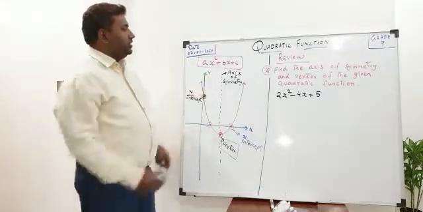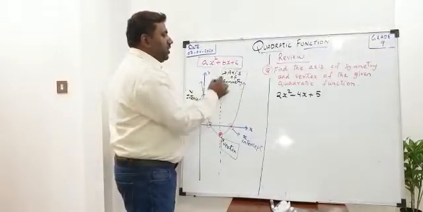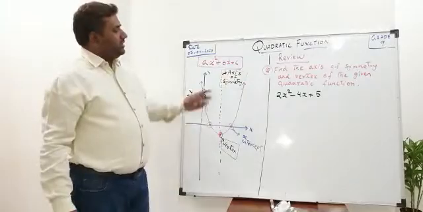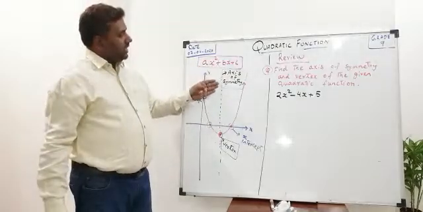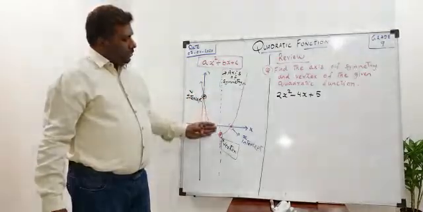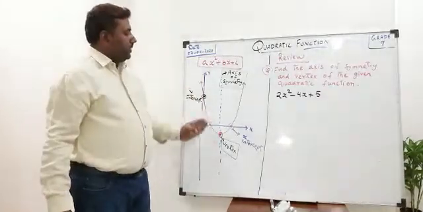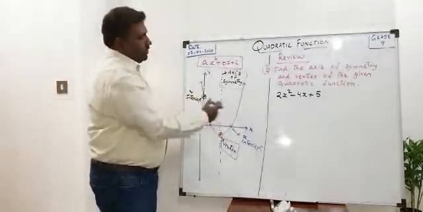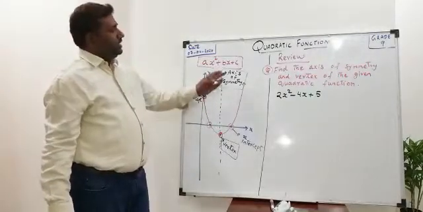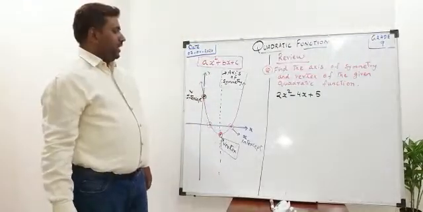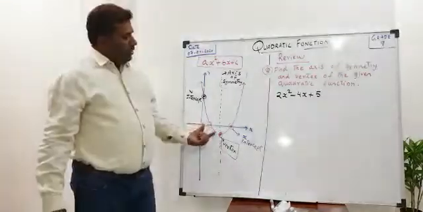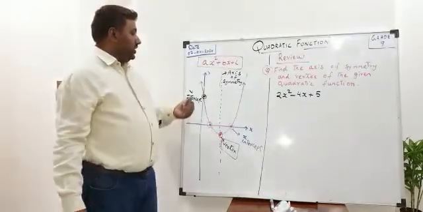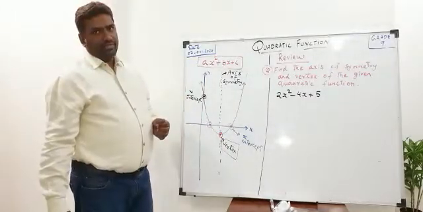I also asked you to find the axis of symmetry. The axis of symmetry is an imaginary line which will break the parabola into two equal halves. So you see, it is just breaking the shape into two equal halves. That line is called the axis of symmetry. Later we are going to cover the x-intercepts and the y-intercept.